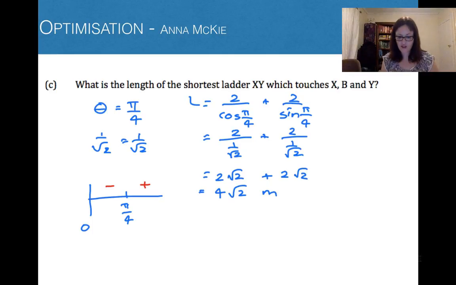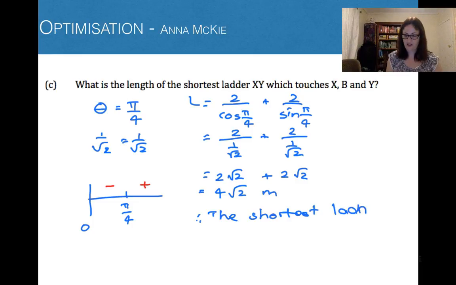Go back and read the question. What is the length of the shortest ladder? And we answer in sentence form. Therefore, the shortest ladder, excuse the messy writing here, is 4 root 2 meters, and you can leave it in that form.